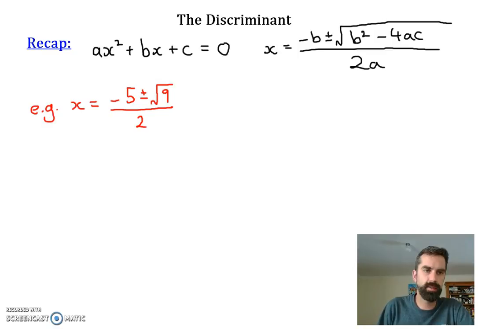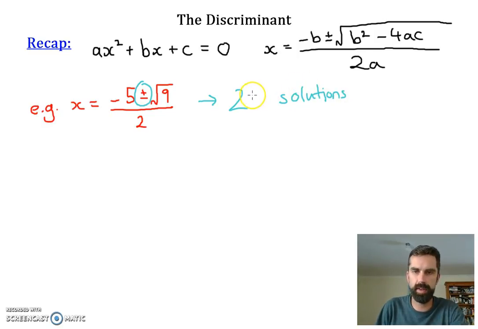Now, why do we get two different solutions? The reason for that is that we have this symbol here, the plus or minus symbol. So that means that when we're evaluating this, we have to consider the case where we've got negative 5 plus the square root of 9, and also the case where we've got negative 5 take the square root of 9. So that gave us two solutions.